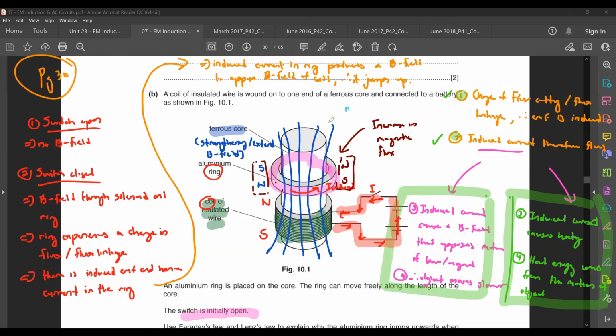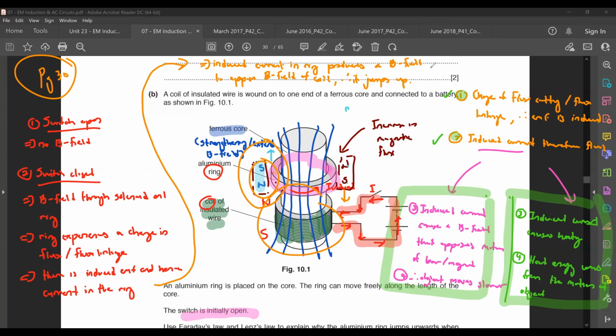If it was north and south here, this will cause the ring to move upwards. But if it's north and south here, this will cause your ring to move downwards. So which one do you think will actually prevent a further increase in magnetic flux? It should be this one, right? Because this one, you're trying to move the ring as far away as possible from this magnetic field, right? So Lenz's law will tell you that your induced current will flow in such a way that you have this kind of magnetic polarity.